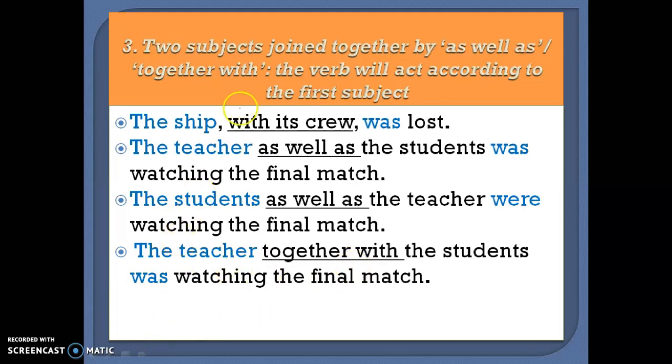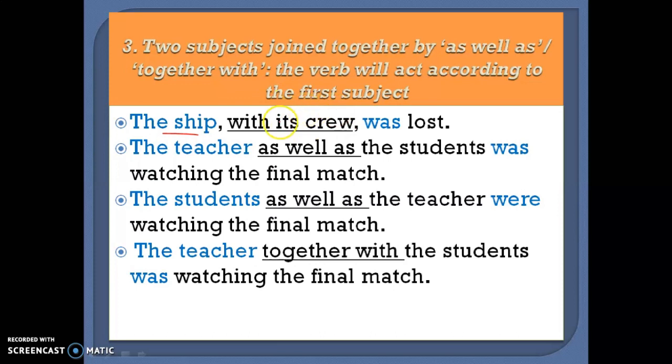Come to the next rule. If there are two subjects, or two nouns, whether it is singular or plural, if they are joined by with, as well as, together with, then generally we use verb according to our first subject. For example, the ship with its crew was lost. We are talking about the ship. And then we have mentioned with its crew.